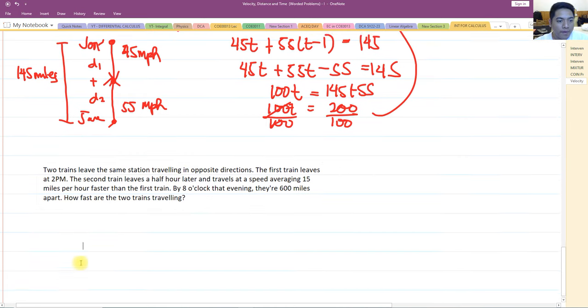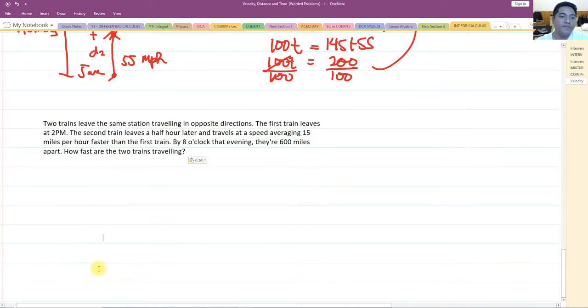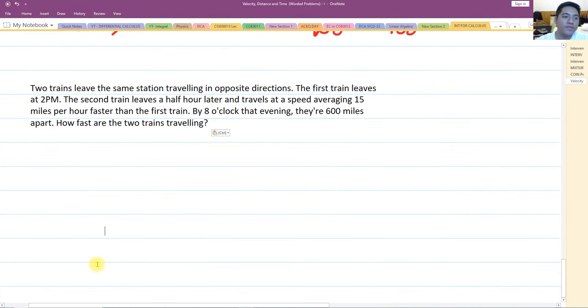So for problem number 5, two trains leave the same station in opposite directions. The first train leaves at 2 p.m. The second train leaves a half hour later, so the second train leaves at 2:30, at a speed averaging 15 miles per hour faster than the first train. By 8 o'clock that evening, they are 600 miles apart. How fast are the two trains traveling?